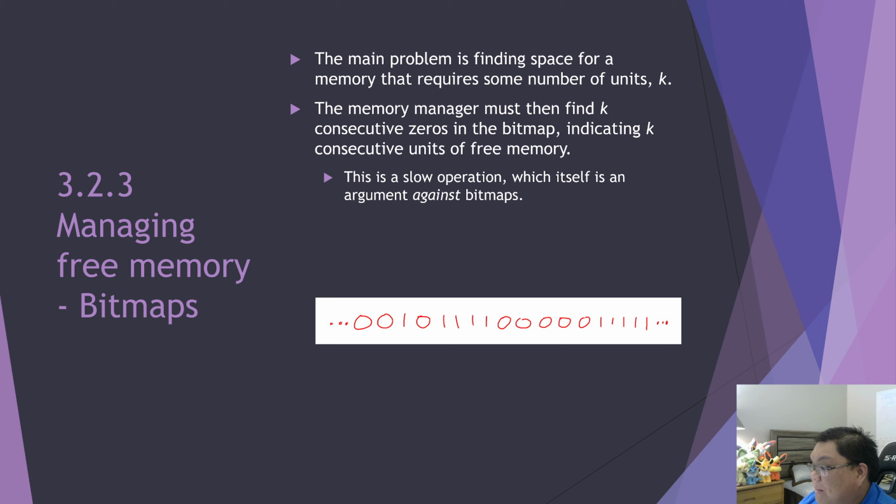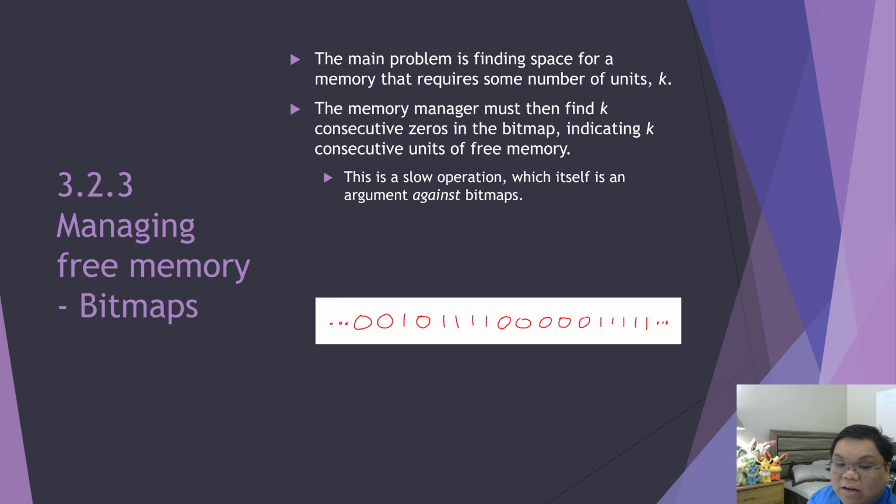when you need to allocate memory to a process. Say you need k units of memory to be allocated to a process. That means you need to find k consecutive zeros in your bitmap. And this is an operation that we must do from start to finish.